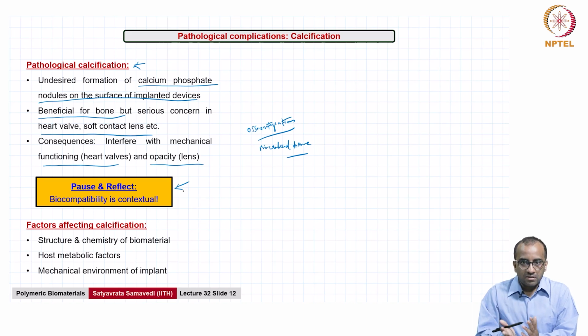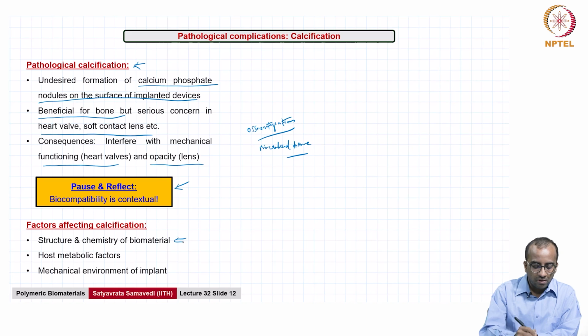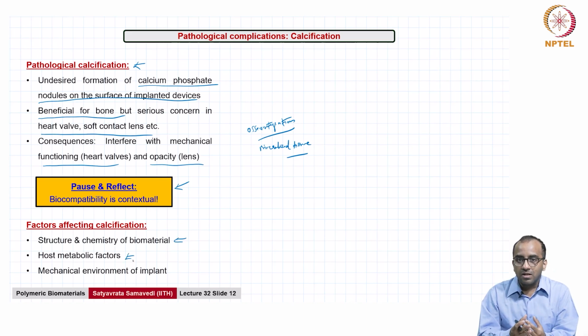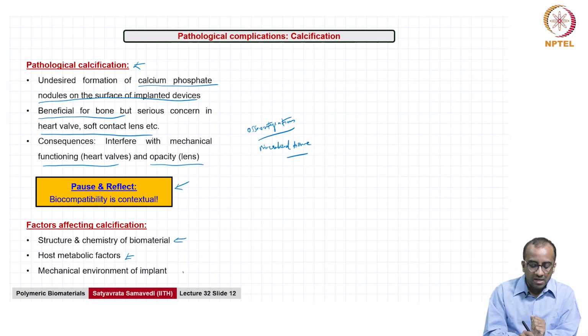Now, there are factors that affect calcification, including structure and chemistry of the material, the host metabolic factors, particularly if they are young. The younger the patient, the more metabolically active they are, the higher the chance of calcification, and of course, the mechanical environment of the implant. Now, what is this and why does this happen?